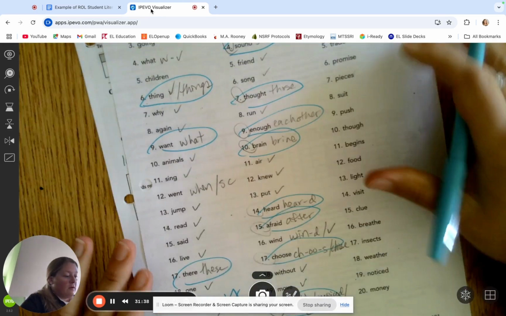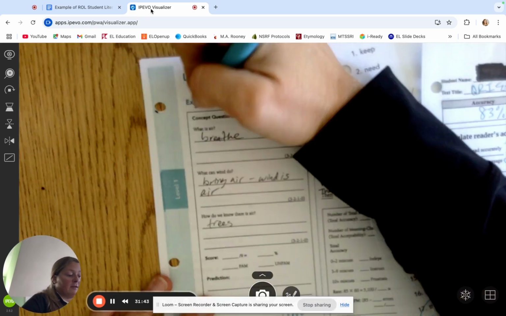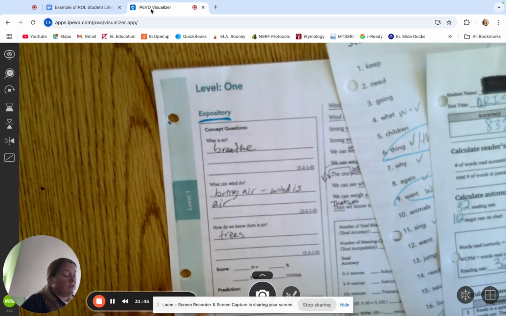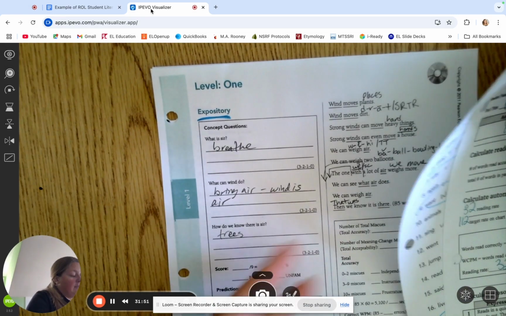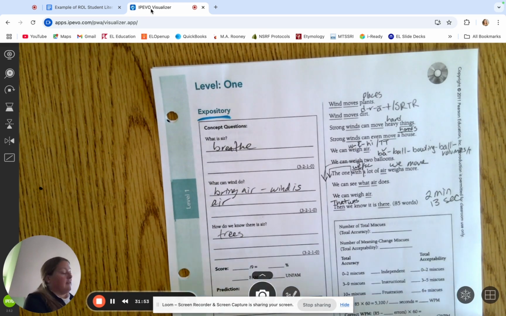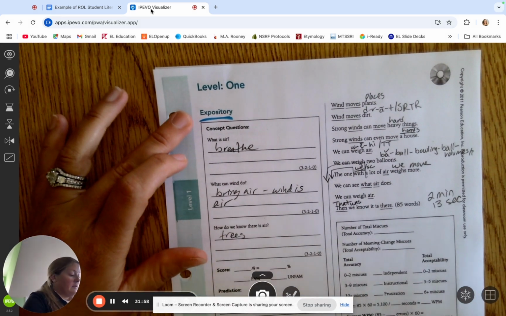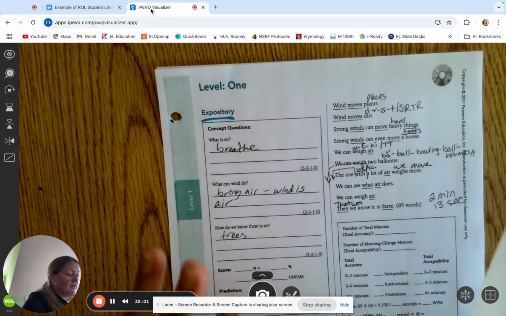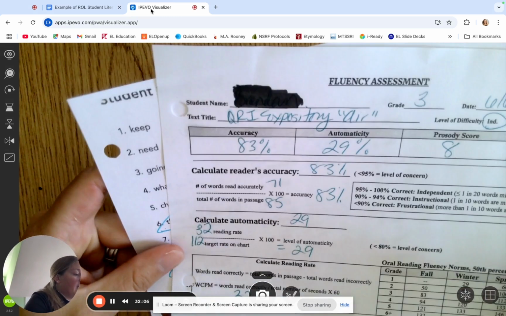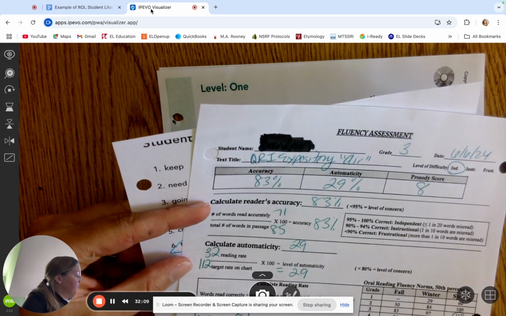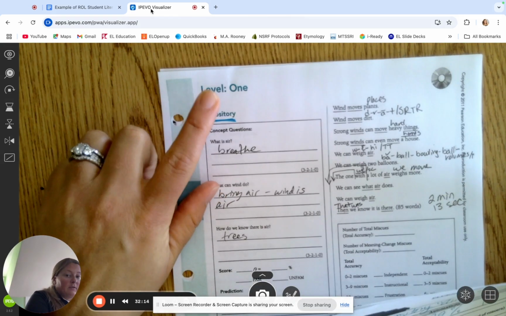Okay. So based on that, I like to do expository. There's narrative and expository. I like to do expository because it's harder, and that's what students read the most when they're in school. 2nd grade and up, it's a lot of expository text. We usually tend to do better in narrative because we're more familiar with narrative, so I want to see how the students do when I test them with expository. Some people like to look at both, but I feel like I get a lot of good information from just doing the one.